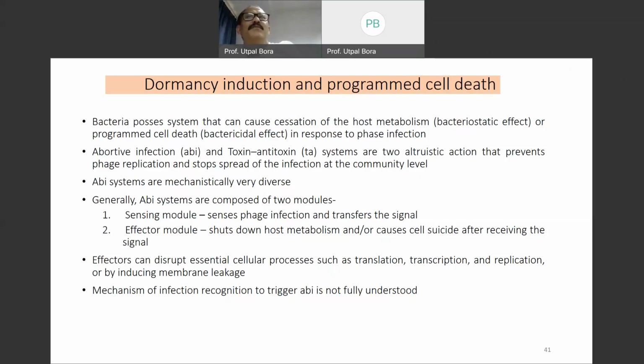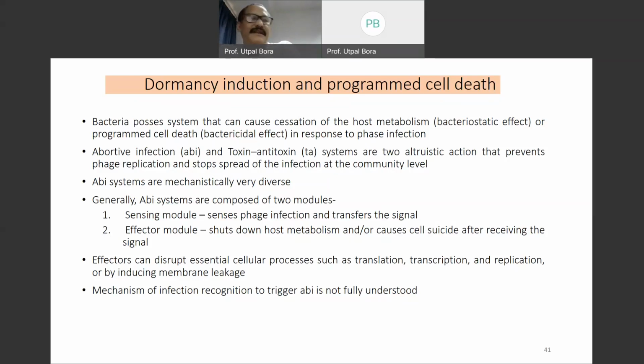These abortive infection systems are mechanistically very, very diverse. Generally, the ABI systems are composed of two modules. The first is the sensing module. The sensing module will sense the phage infection and transfers the signal. Second is the effector module. It shuts down host metabolism and/or causes cell suicide after receiving the signal.